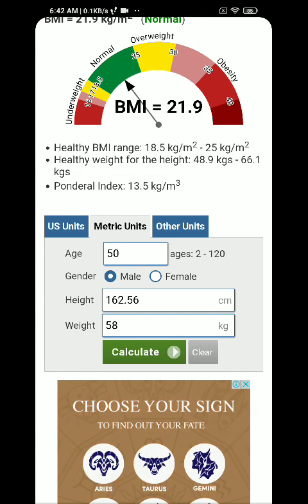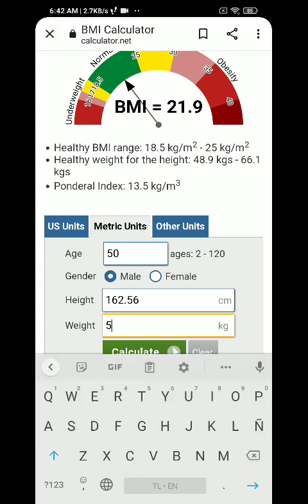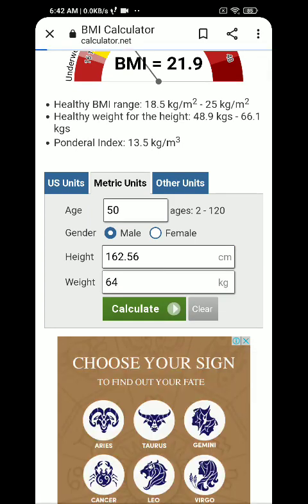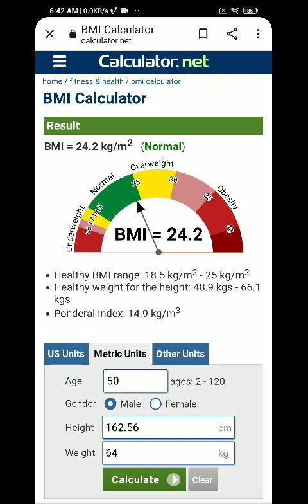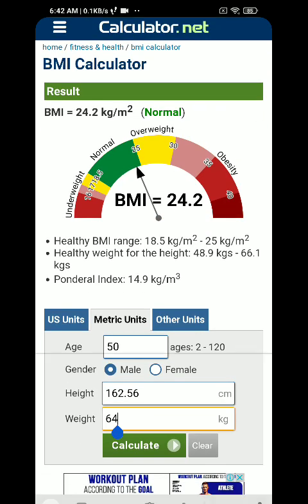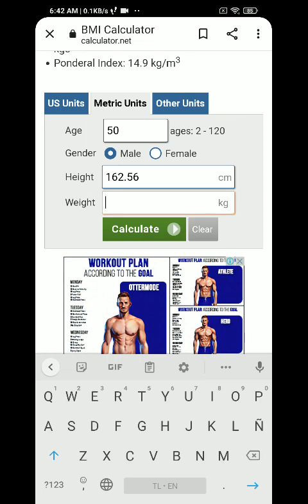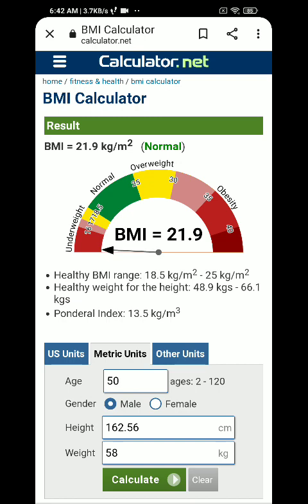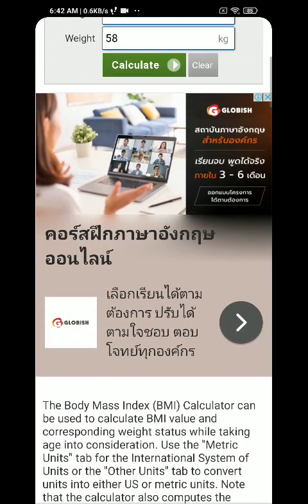Okay, now my weight right now is 64, as of yesterday, and that is 24.2 BMI, and that is still normal. It's not beyond 25. So my goal is to reach 58 kilograms only, okay, and that is the one. Now you might be thinking why. Let us read more about it.